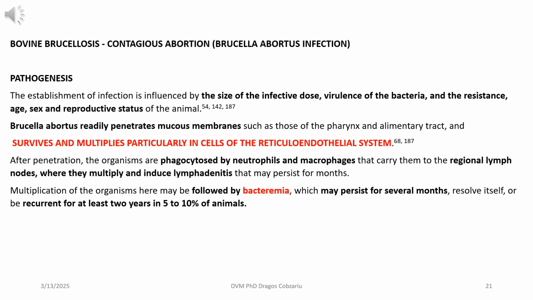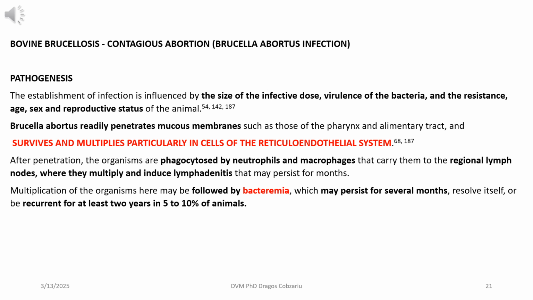The establishment of infection is influenced by the size of the infective dose, virulence of the bacteria, and the resistance, age, sex and reproductive status of the animal. Brucella abortus readily penetrates mucous membranes such as those of the pharynx and alimentary tract. It survives and multiplies particularly in cells of the reticuloendothelial system. After penetration, the organisms are phagocytosed by neutrophils and macrophages that carry them to the regional lymph nodes, where they multiply and induce lymphadenitis that may persist for months.